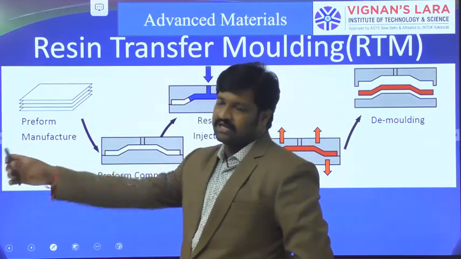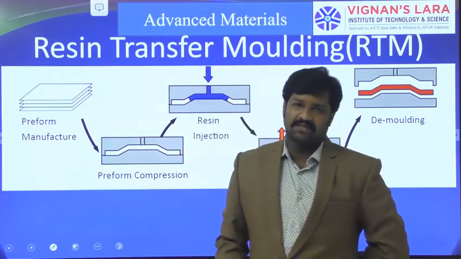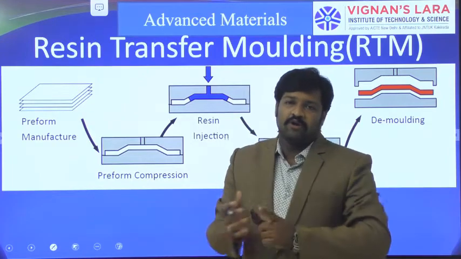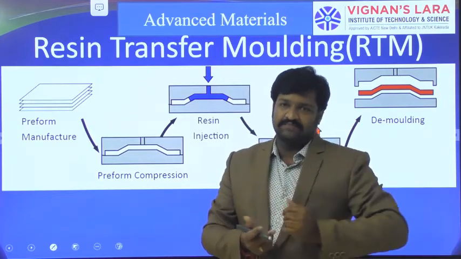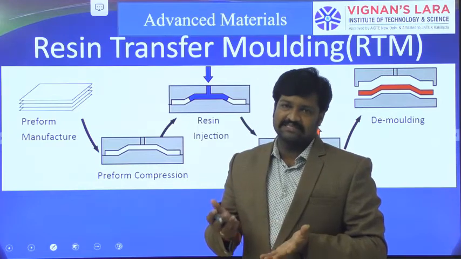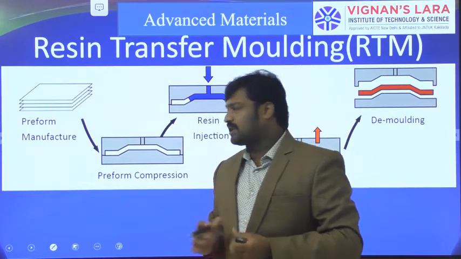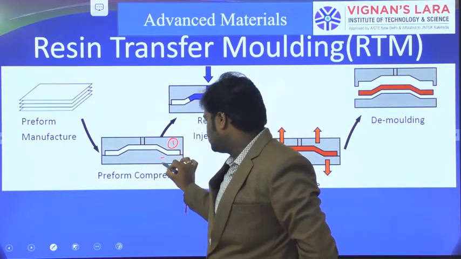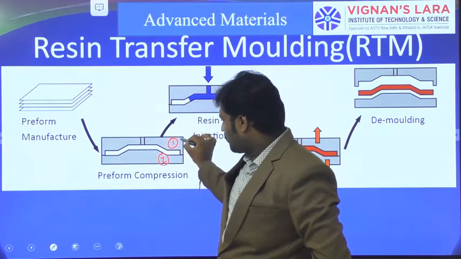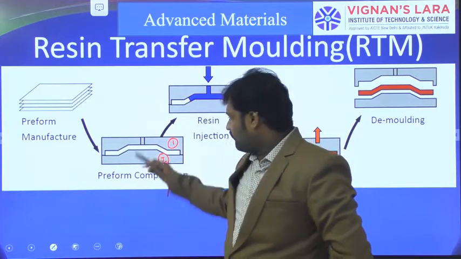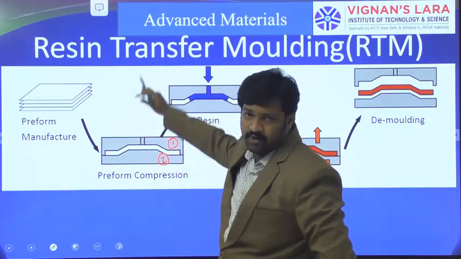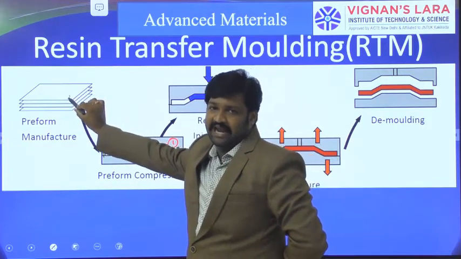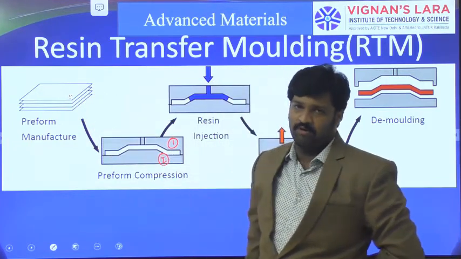As we know, it consists of two dies, the bottom die and the top die. Initially we are going to take dry fabrics, dry reinforcements. So these are the two parts, this is die 1, this is die 2, that is top die and bottom die. First we have to separate both the dies, and then we have to place our dry fabric onto the surface of our mold.